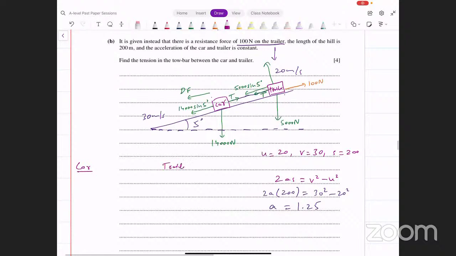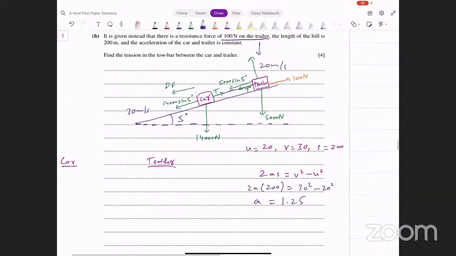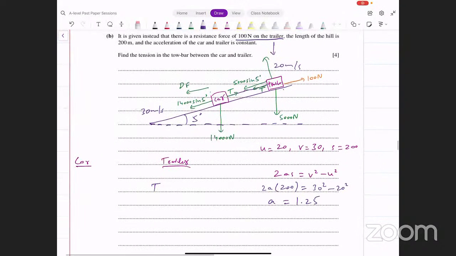लेकिन जनरली हम क्या कर सकते हैं, दोनों के ऊपर हम RF equals MA अप्लाई कर सकते हैं। अगर हम ट्रेलर के ऊपर अप्लाई कर दें, उससे हमें क्या मिलता है? Forward force कौन सी है? We've got tension as the forward force. So what I'm doing is I'm applying Newton's second law, that's RF equals MA here. Resultant force equals mass into acceleration.